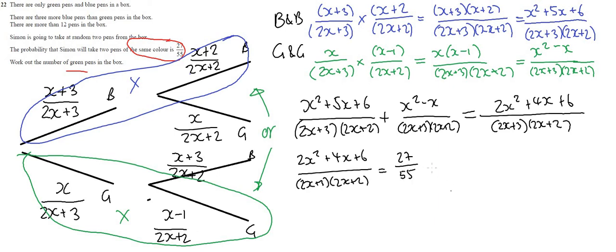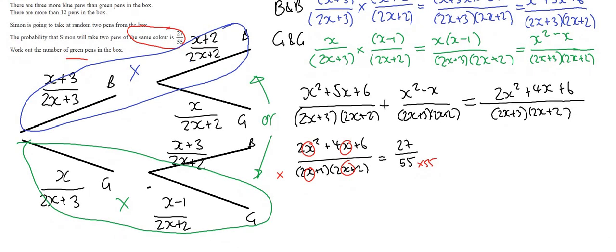Okay, now at this point, I've got an equation. It's quite a complicated looking equation, but it's still only got one unknown. The only unknown in this is what x is. If I only have one unknown, I know that I can solve that equation. So what I'm going to do is multiply by 55, and then multiply by the denominator, (2x plus 3) times (2x plus 2). And remember, this is why we practice with algebraic fractions.